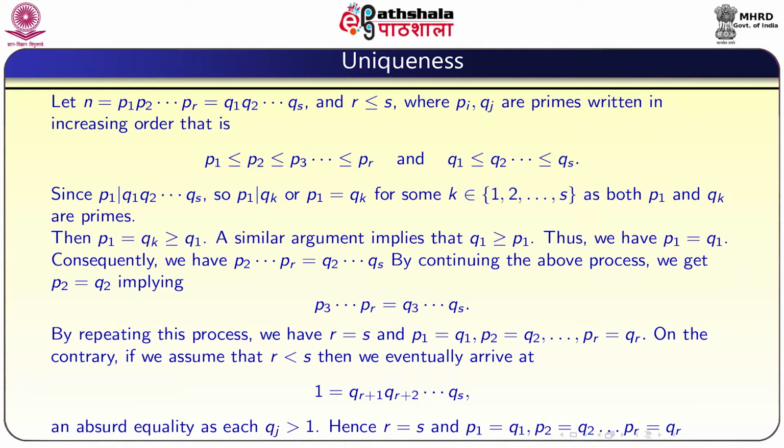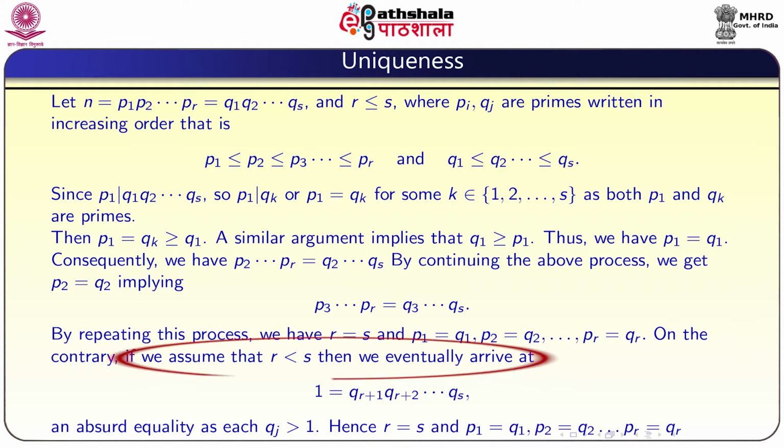So, if you repeat this process, what happens? We need to have r equal to s. It is because since p1 is equal to q1, p2 is equal to q2 and so on, pr is equal to qr.